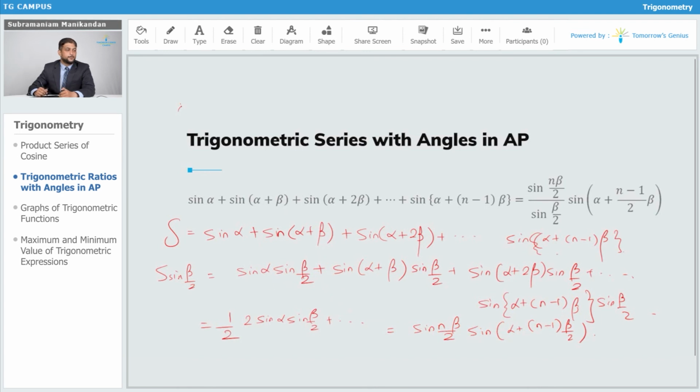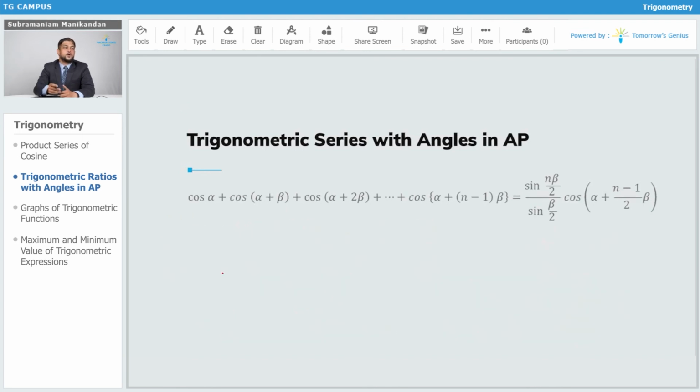In a similar way, we get cos alpha plus cos alpha plus beta plus cos alpha plus 2 beta and so on up to cos alpha plus n minus 1 beta as sine n beta by 2 times cos of alpha plus n minus 1 beta by 2 divided by sine beta by 2.